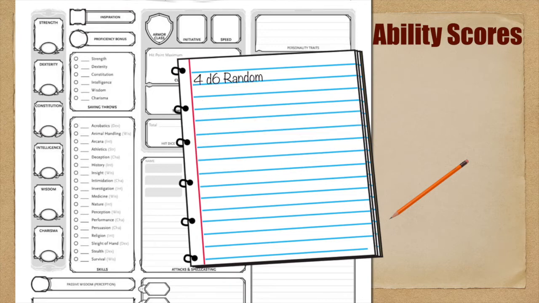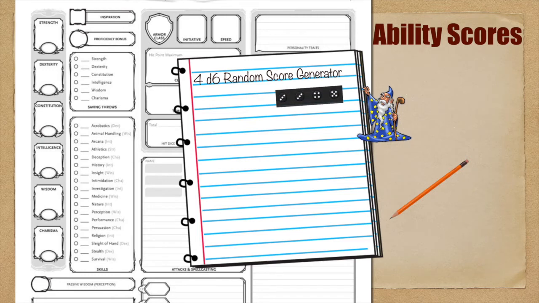The third one is the 4d6 random score generator. Now, a d6 just means your 6-sided dice, your standard dice that you're used to seeing. And what you do is you roll 4 of them, like so. You ignore the lowest scoring dice, and you add together the remaining 3 dice. So you've got a score.